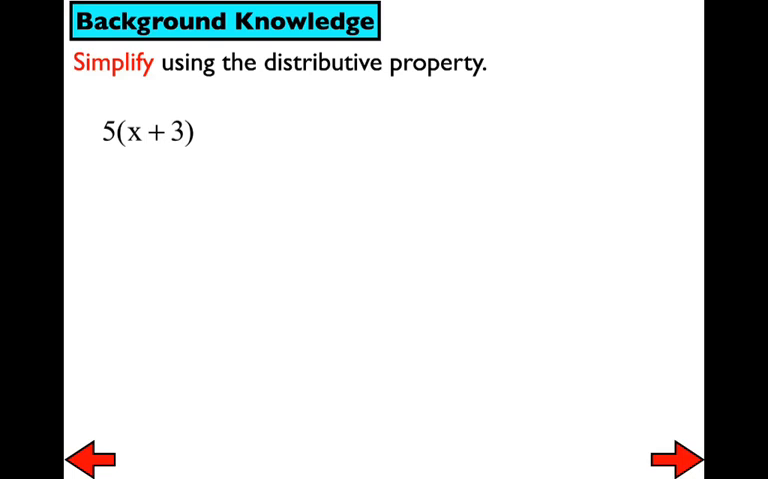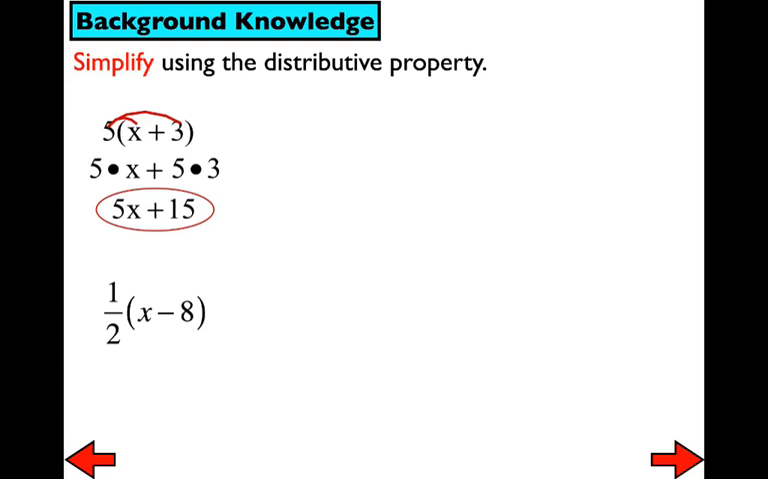All right, so continuing on from 7th grade and 6th grade, the distributive property. Remember, when we're using the distributive property, we're multiplying the outside number by everything on the inside, and you've got to make sure you don't forget to multiply everything on the inside. So for example, background knowledge here, that expression 5 times the quantity x plus 3 simplifies to 5x plus 15.